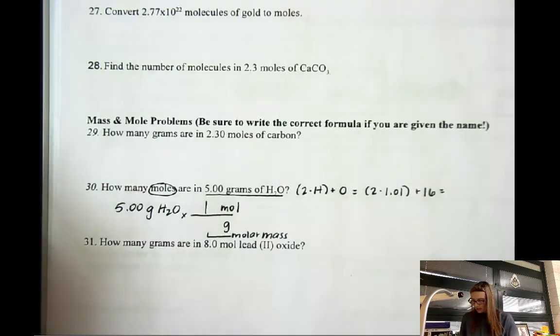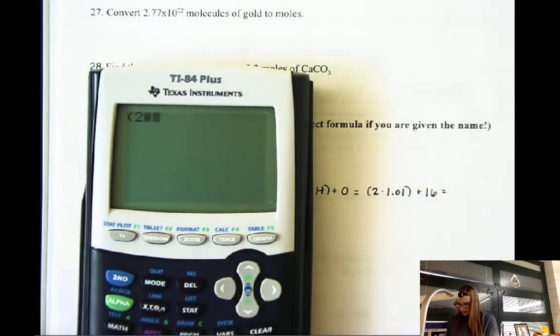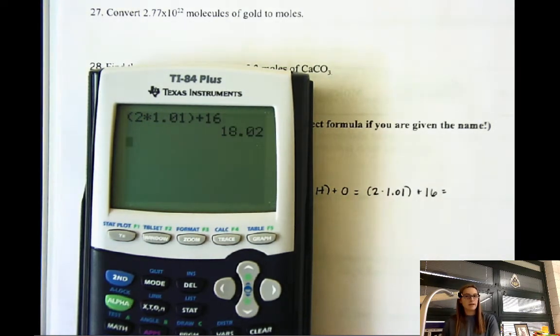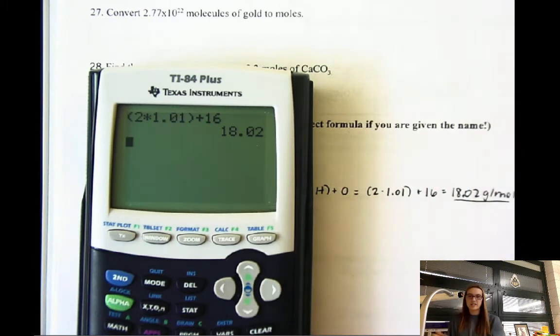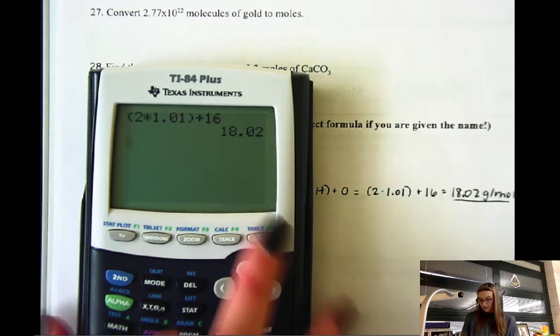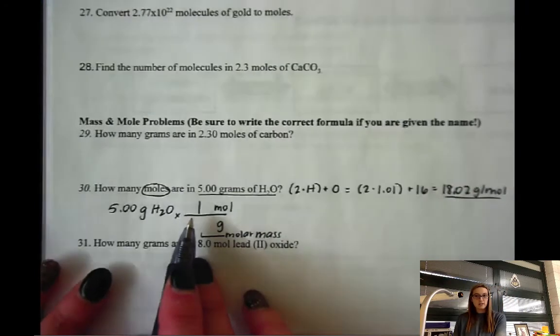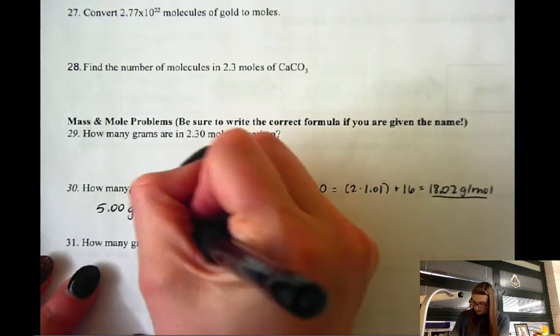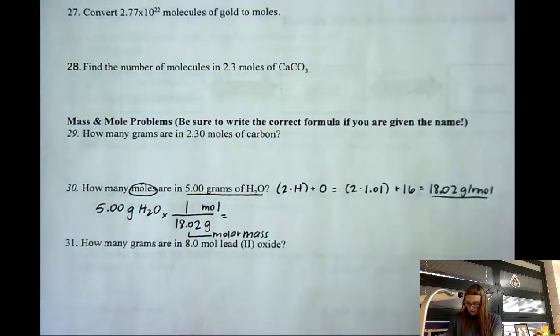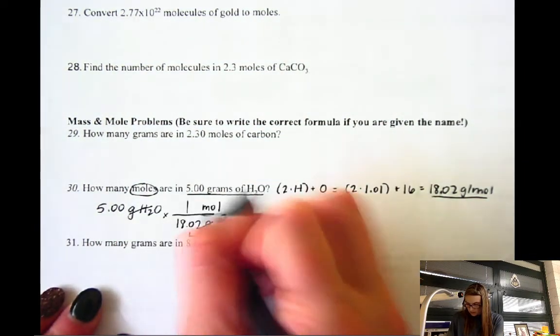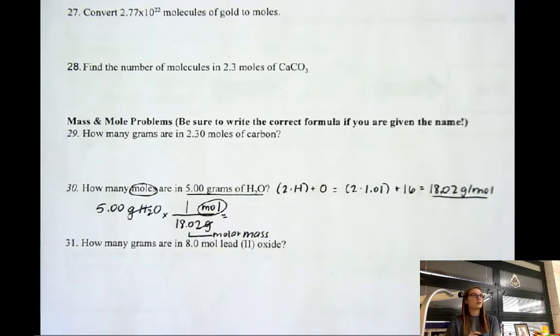So I do that in my calculator. 2 times 1.01 plus 16, 18.02 grams per mole. I'm just going to underline it because that's not my answer, but that's my conversion factor. For every 1 mole of water, it has a mass of 18.02 grams. Now notice my grams cancel. I'm left with moles, which is what I circled.